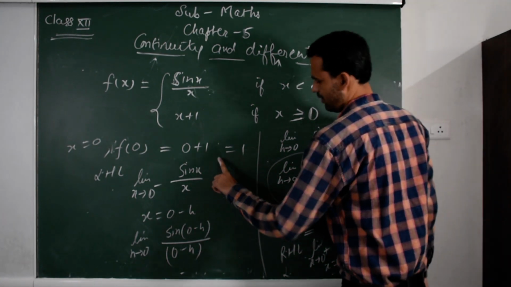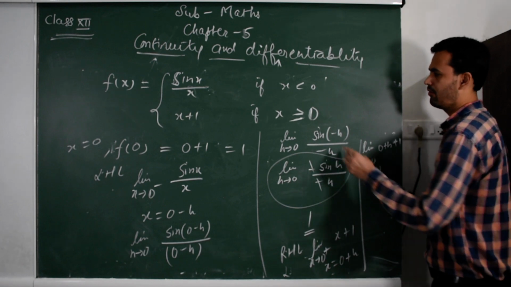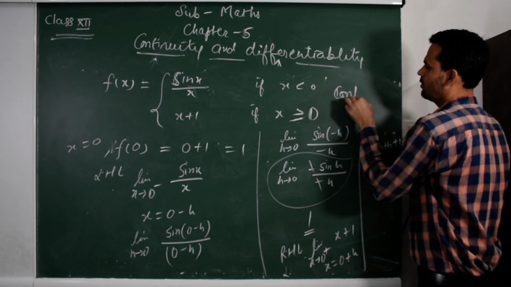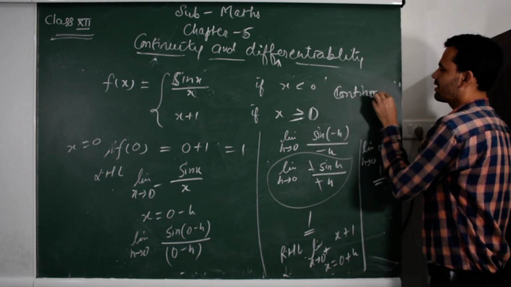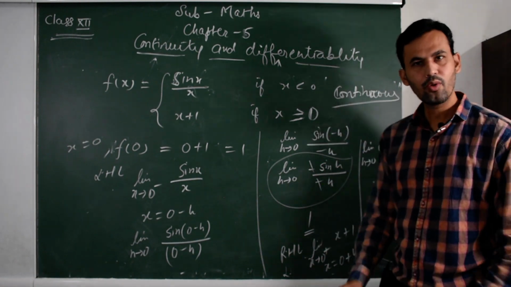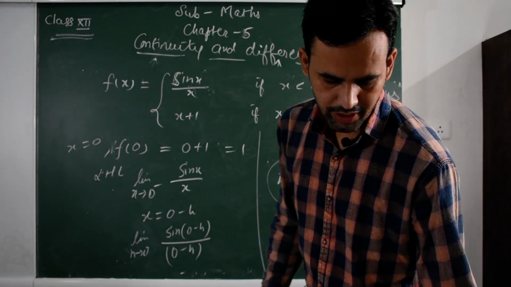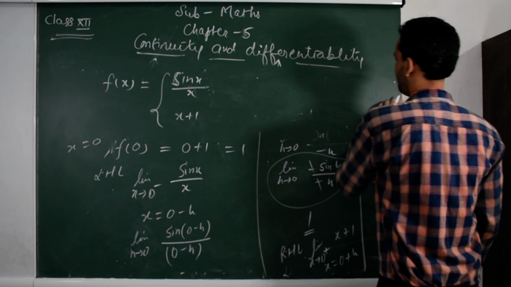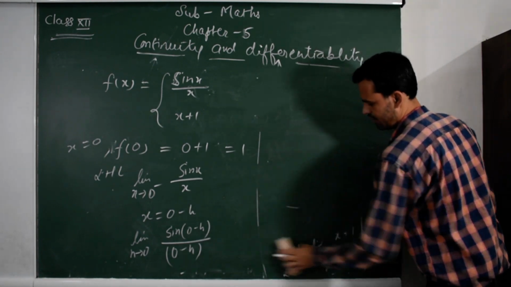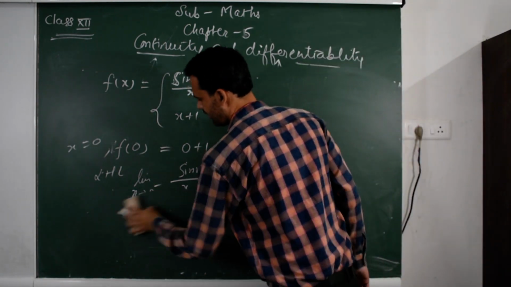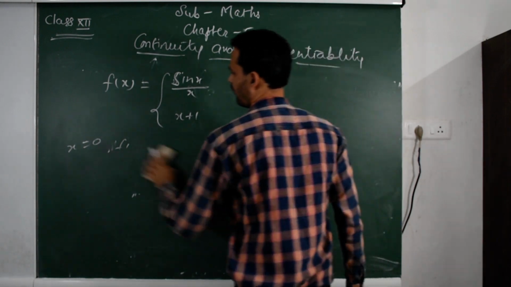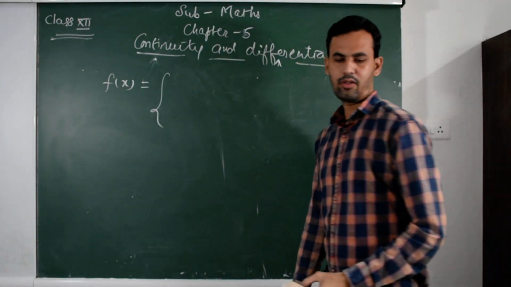So all these three values are same, therefore the function is continuous. There is no point of discontinuity in this question. Okay. Now next question, question number 26. In question number 26, the function is given as continuous, but we have to find the value of k, constant.